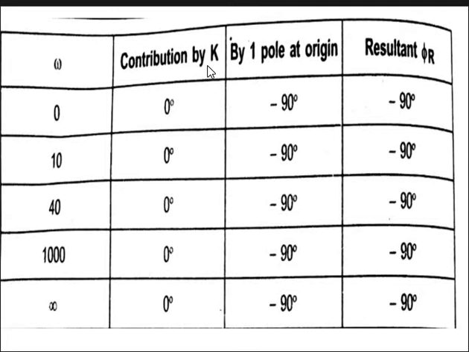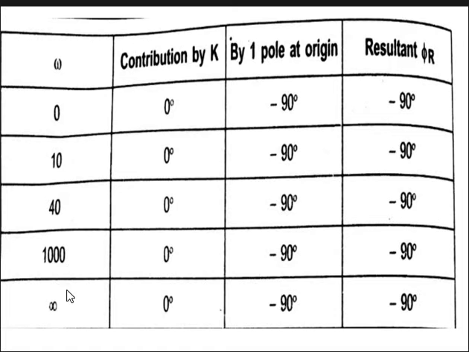That is factor 1, already we know. So now the K value is 10, so whatever the frequency value may be, the phase contributes 0 degrees. So this is the phase angle due to the constant K. Now the phase angle due to the single pole at origin. Already we know from factor 2, a single pole at origin will contribute a phase of minus 90 degrees.